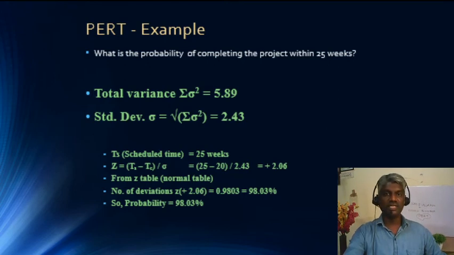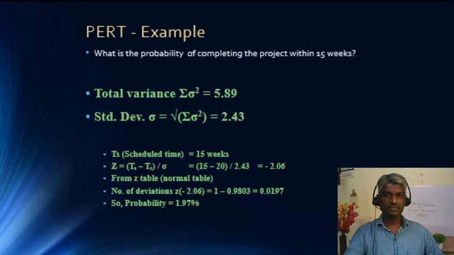Now the fifth is the same process, but the scheduled time is given as 15 weeks. Same way we are going to calculate the Z value. Previously it was 25, now it is 15. So 15 minus 20 divided by 2.43, which is minus 2.06. So same value 2.06, but the sign is minus.